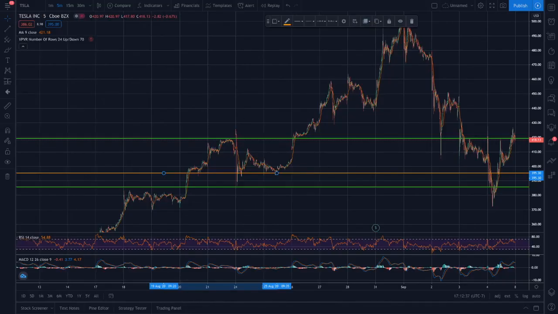So again, no secret formulas. These are basic concepts. Build your watch list, 15, 20 stocks that you watch daily, and wait for confirmation above your support or resistance levels before entering a trade, and it's high probability that you'll make a profit.